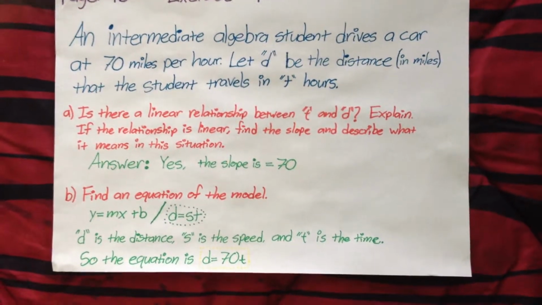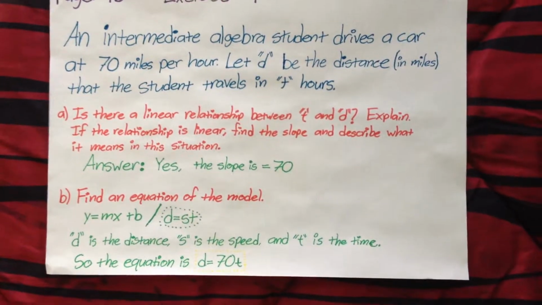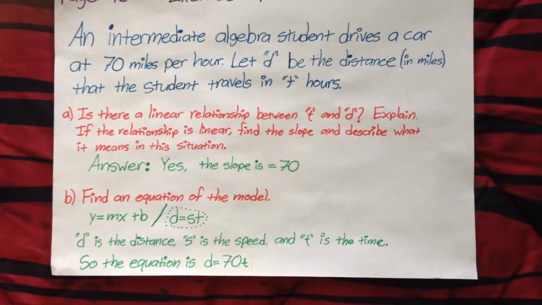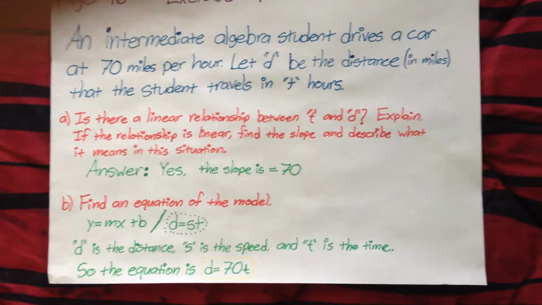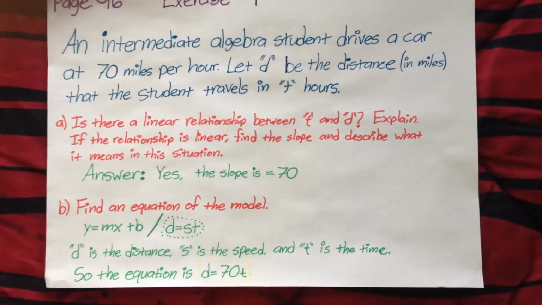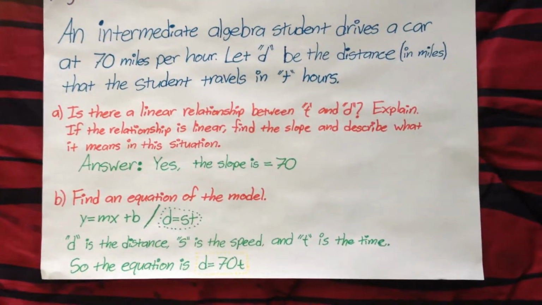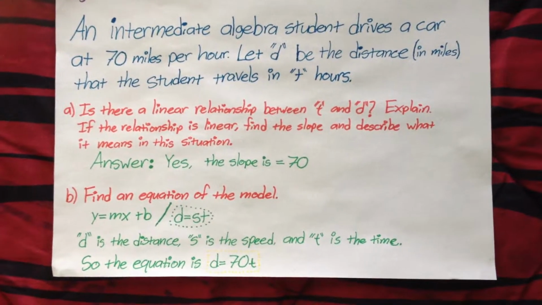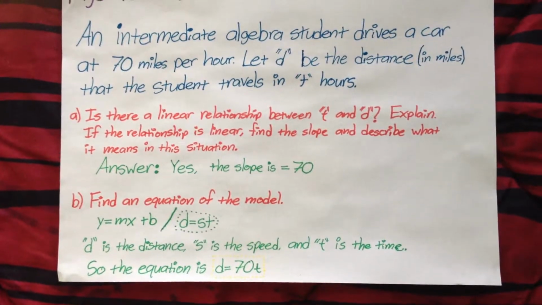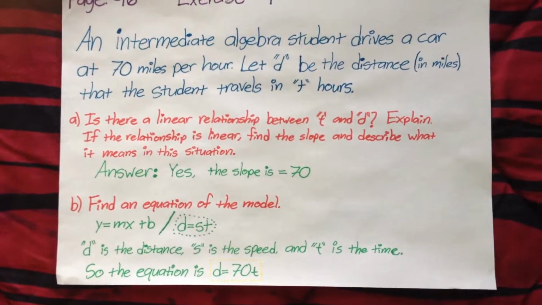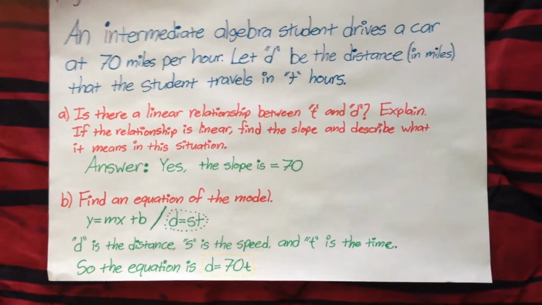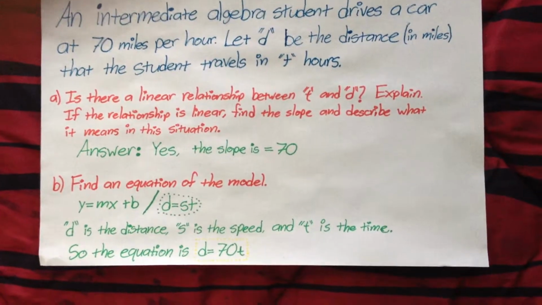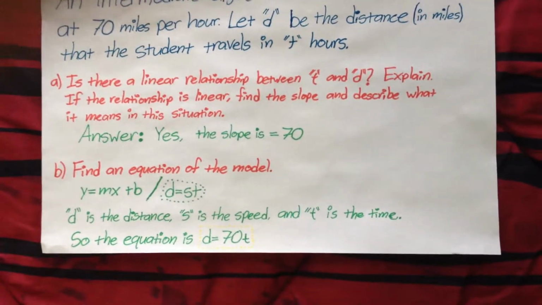Part B says find an equation of the model. We know the equation y equals mx plus b, but we will not be needing b this time. So since it says y equals mx, y is the dependent variable, which equals the slope, which is m, times x, which is the independent variable. We could also name it d equals s times t.